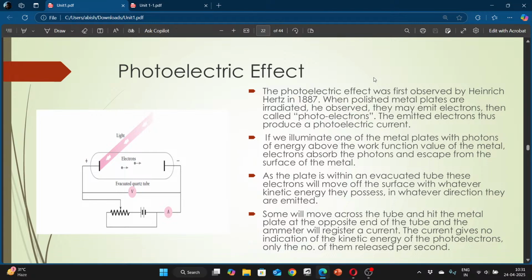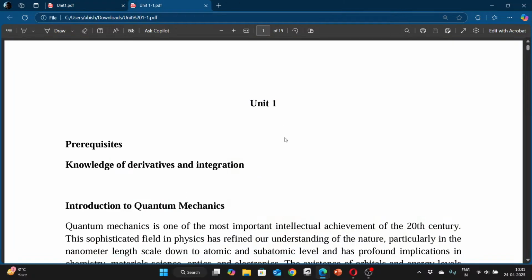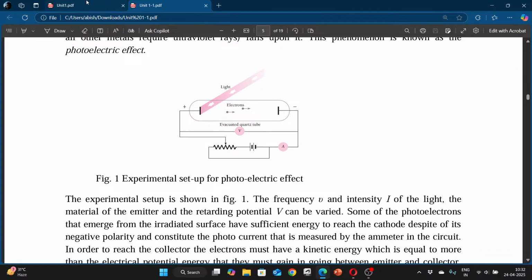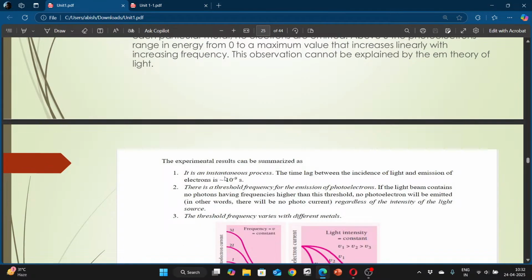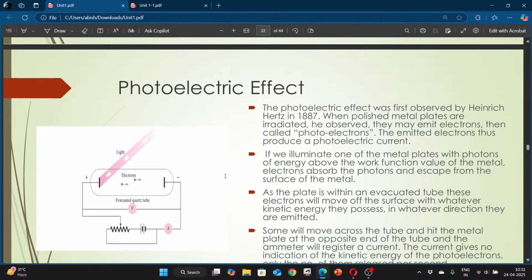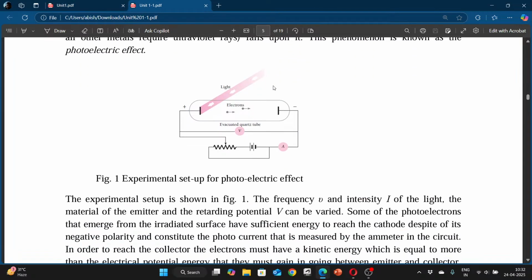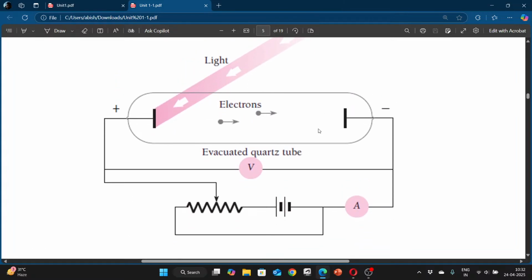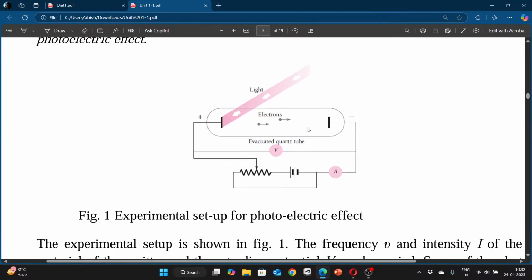So what do you understand from this? Let's make a diagram. You can zoom into this diagram if you want. So let's make this diagram. As you can see, there is a tube, right? There's a tube. So let's make the tube first.